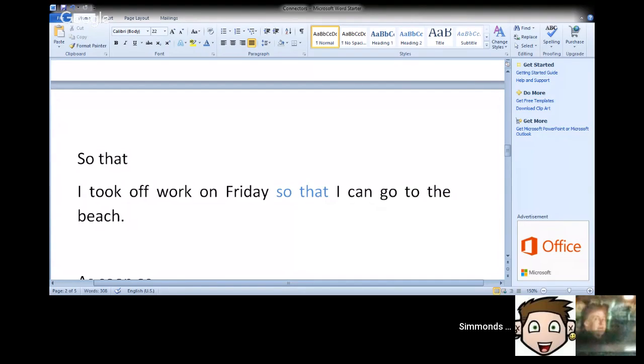And no, okay. So the first part is I took off work on Friday. So I've already talked to my boss. My boss knows I'm not working on Friday. So that part is finished. For a future action, which is on Friday, let's say it could be Monday to Thursday. It doesn't matter. So we're referring to a past action that I did with a future action that I'm going to do. Does that make sense?